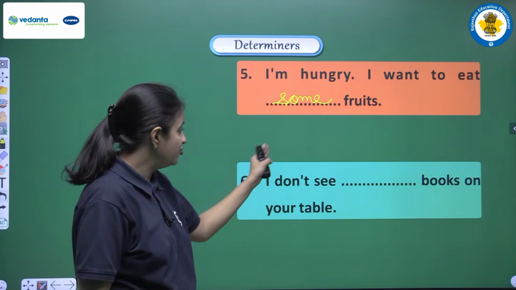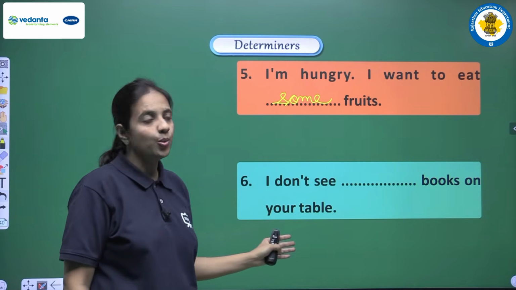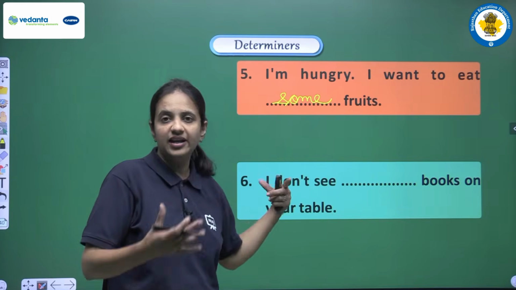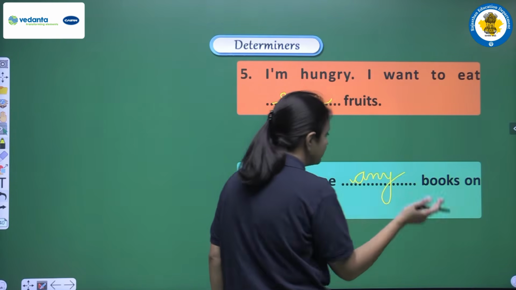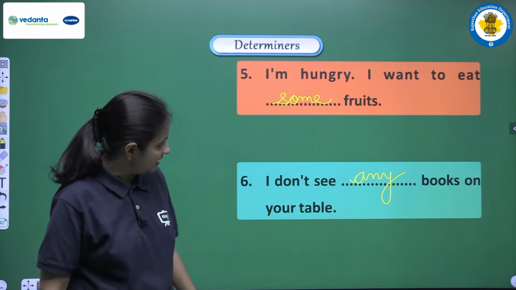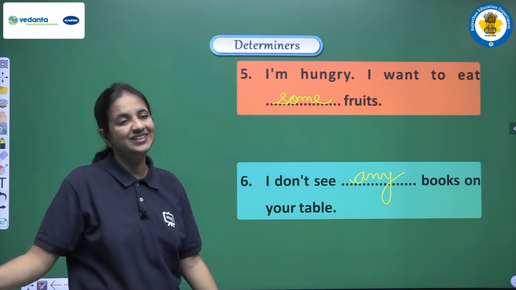Next one is, I don't see books on your table. So it's a negative one and the speaker is saying that he is unable to see any book. So there is not any book on the table. So the speaker is saying that I don't see any books on your table.